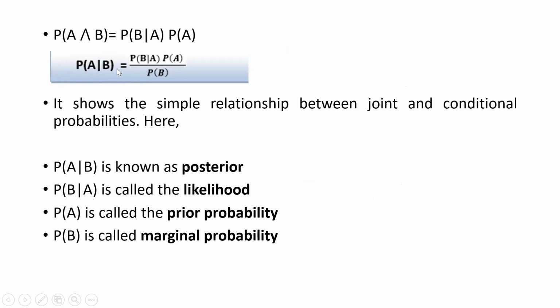So P(A ∩ B) can be written as P(B|A) times P(A). It shows the simple relationship between the joint and conditional probability, right? Bayes theorem can be derived using the product rule and the conditional probability of event A with known event B. That is what we have discussed, right? That is the product rule. It is what we are deriving here.